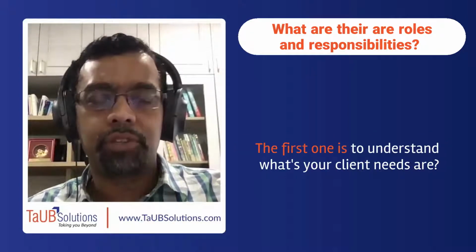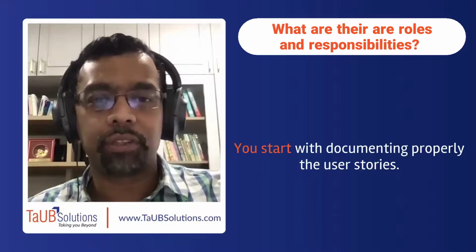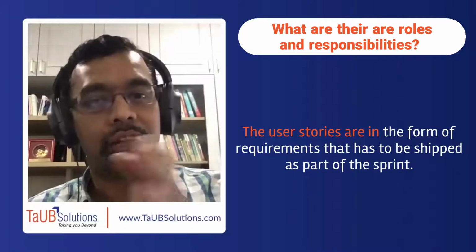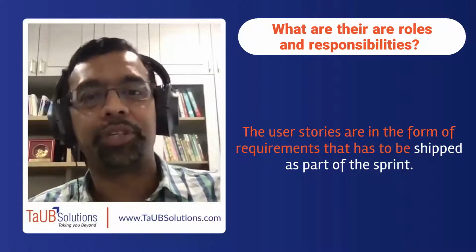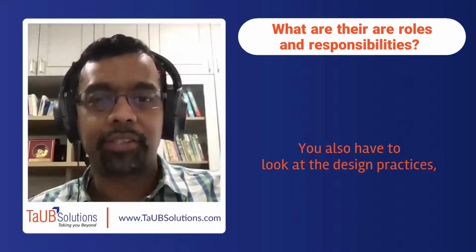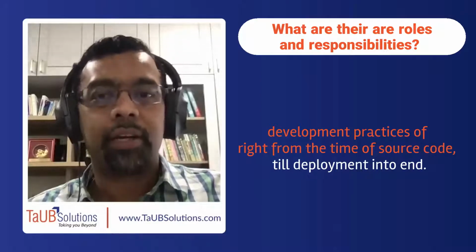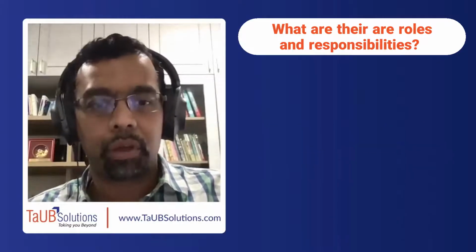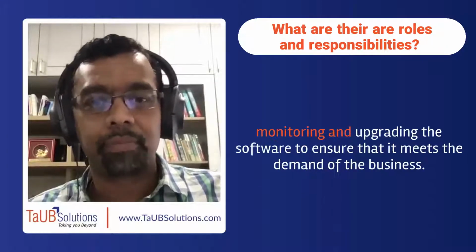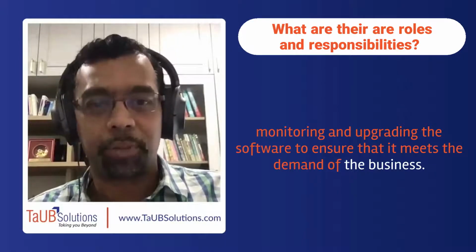The first one is to understand what your client needs are. You start with documenting properly the user stories. User stories are in the form of requirements that have to be shipped as part of the sprint. You also have to look at the design practices, development practices right from the time of source code till deployment, end to end. We also need to have better systematic analysis like monitoring and upgrading the software to ensure that it meets the demand of the business.